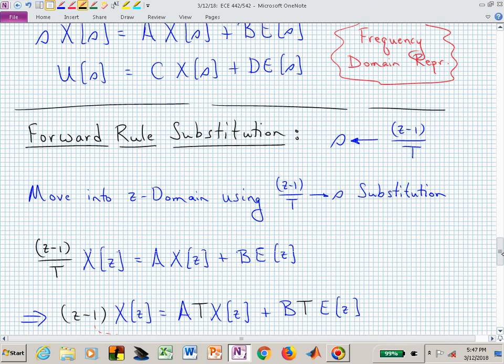I can clean that up slightly by simply multiplying both sides through by capital T, and I've tried to keep the T black so that you can see it, but T is a scalar. A and B are matrices. If this was a first order system with one input, what would be the dimensions of capital A? If this was a first order system, it would be 1 by 1. It would be a scalar, as would capital T.